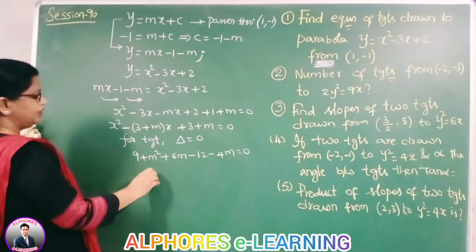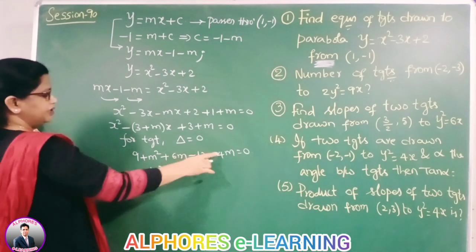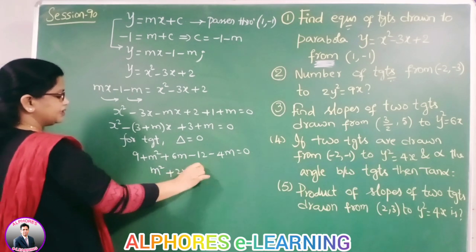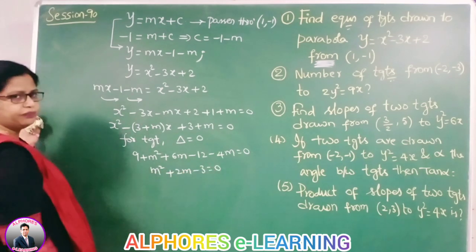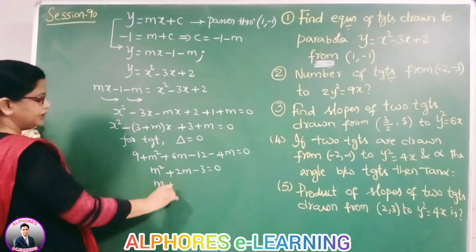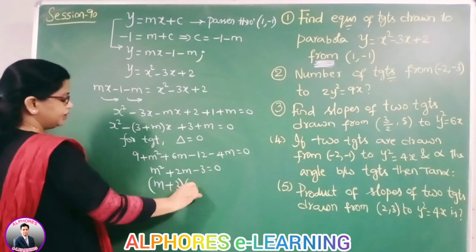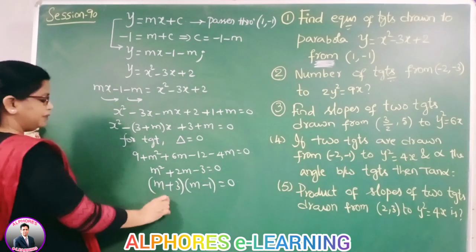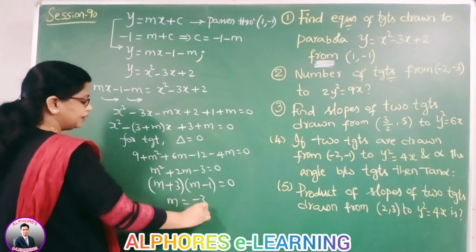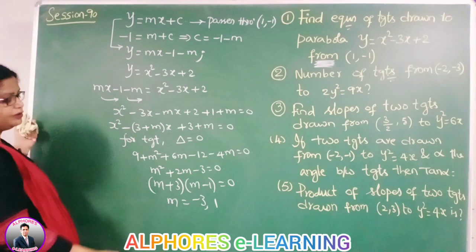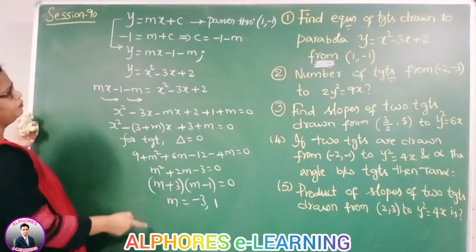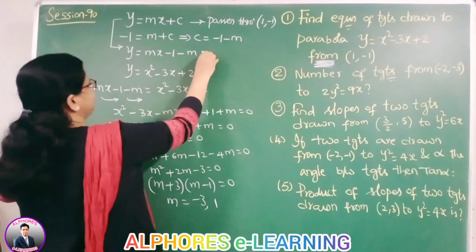Now the quadratic we got is m square plus 2m minus 3 equal to 0. Therefore, we can solve here, that is (m plus 3) into (m minus 1) is equal to 0. Then you can obtain here m is minus 3, 1. Therefore, slopes of the two tangents are minus 3 and 1, and these values we substitute here.